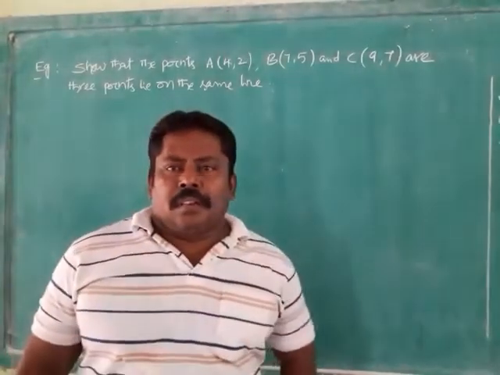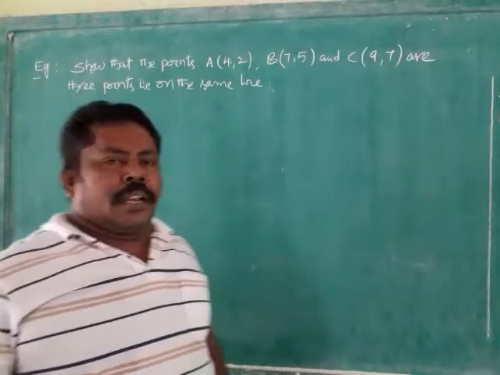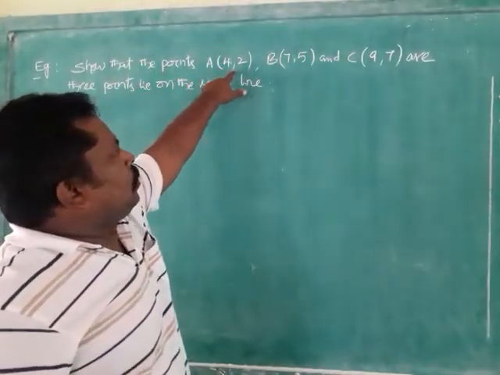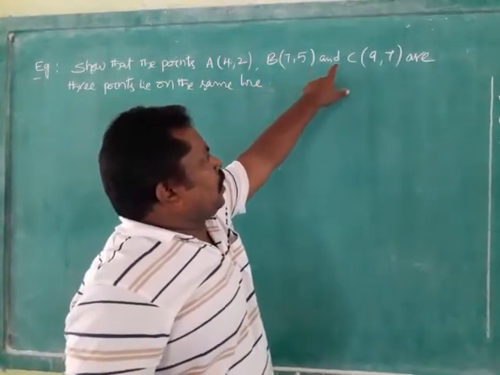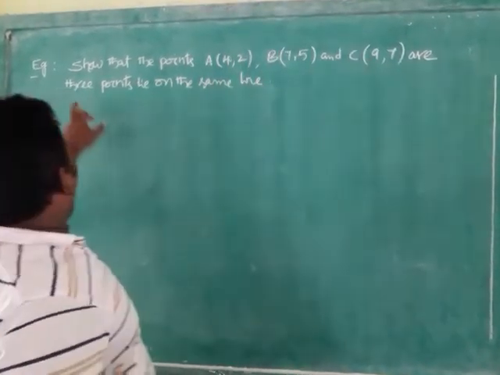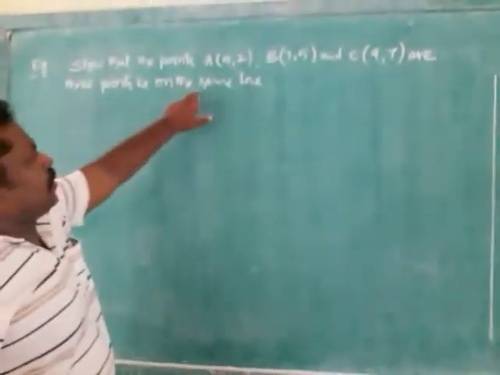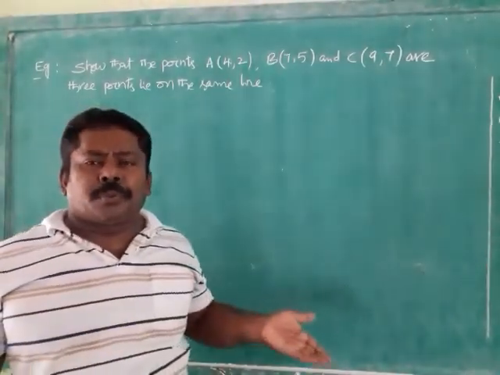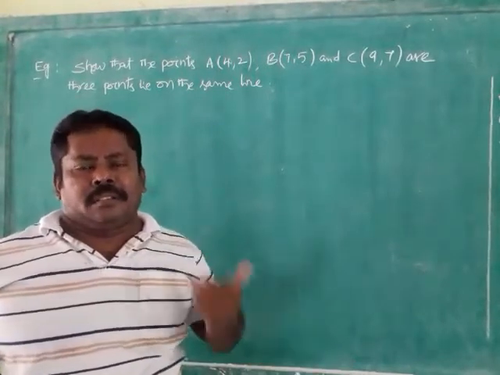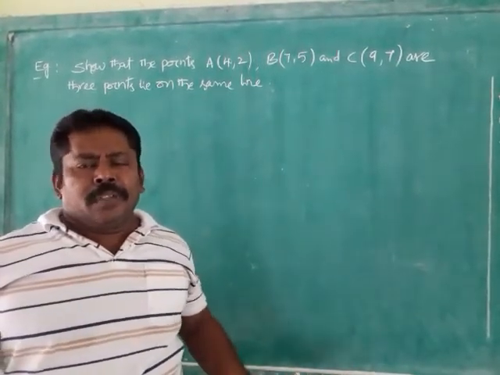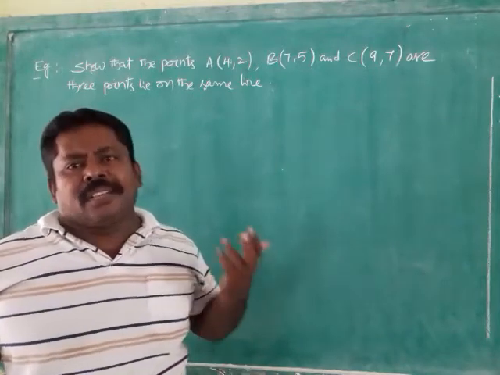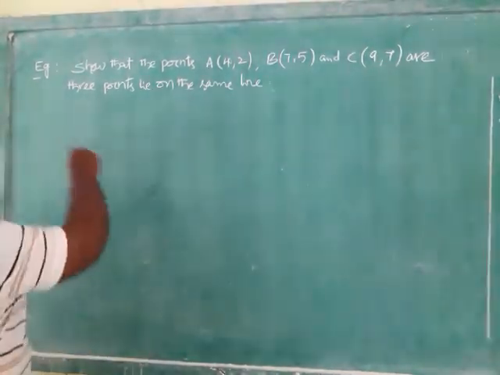Now, children, let us take one example. Show that the points A(4, 2), B(7, 5) and C(9, 7) lie on the same line. Lie on the same line means we are going to prove the points are collinear. That means we have to find the distances AB, BC and CA. Now, the solution.